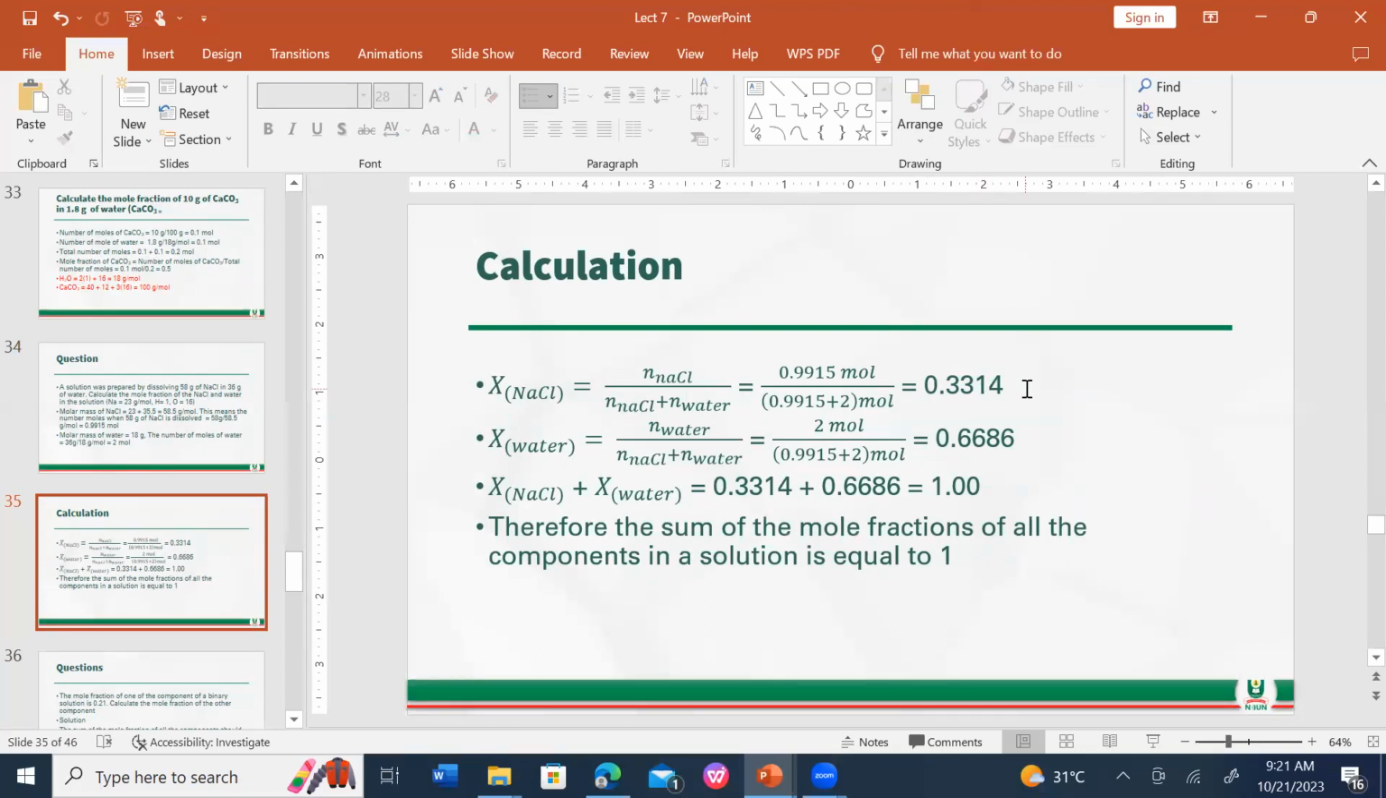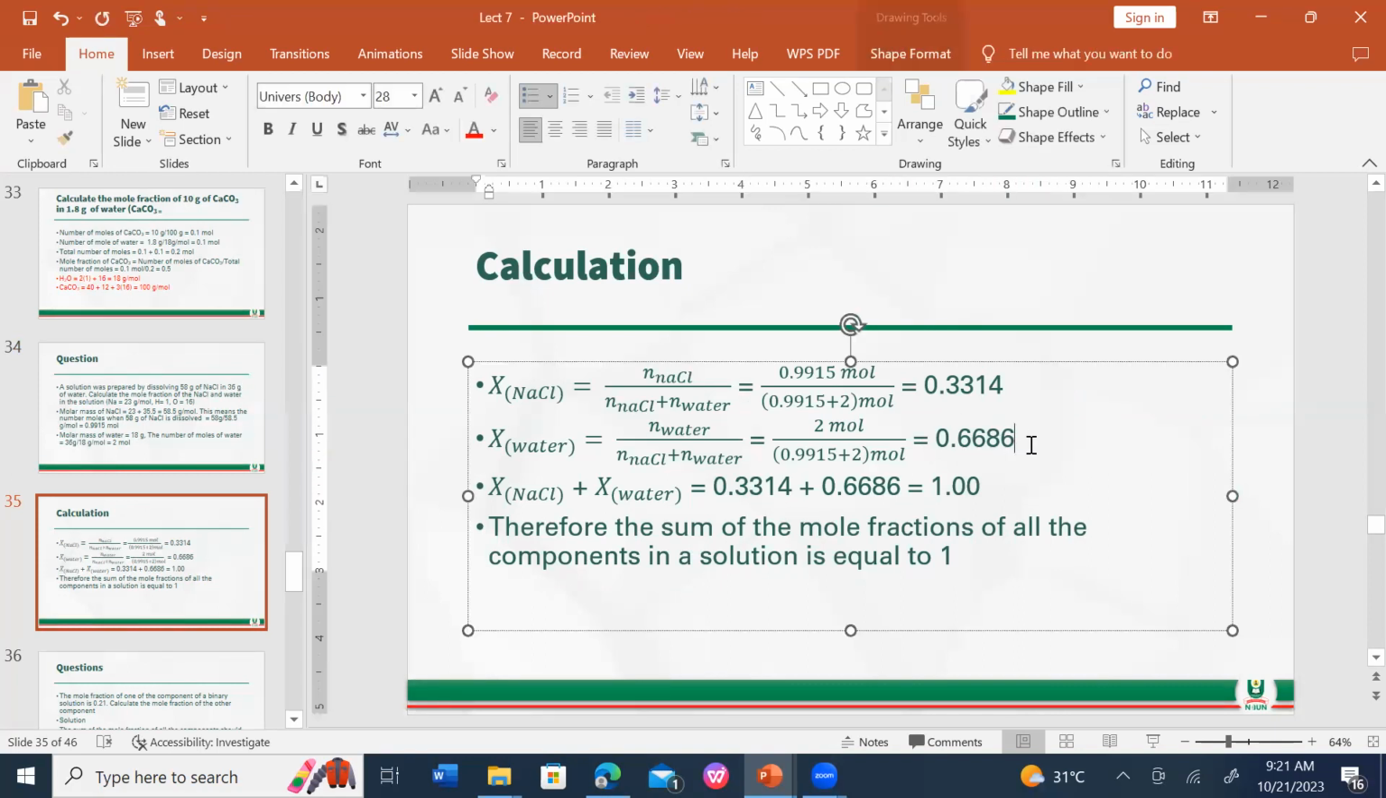Now that of water will be the number of moles of water, which is 2 moles, divided by the total number of moles, which is the same as the other one. So the answer is 0.6686. What comes over here is that I've calculated the mole fraction of sodium chloride. I've also calculated the mole fraction of the water.